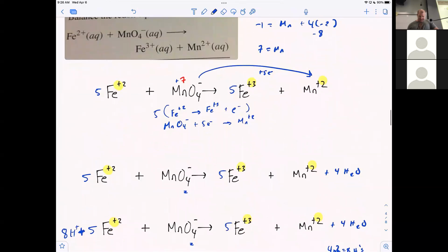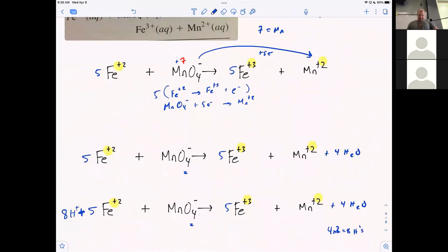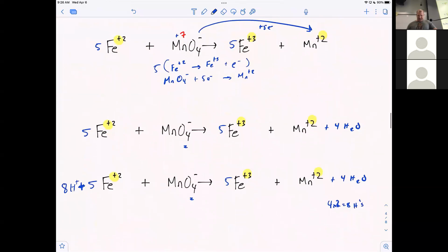And after we do that, we can balance the oxygens. There are 4 oxygens on the left, there are none on the right, so we add 4 waters. And then we balance the hydrogens. There are 8 hydrogens on the right, so we need 8 hydrogens on the left to counterbalance it. And then when we have that, we have the balanced equation like so.